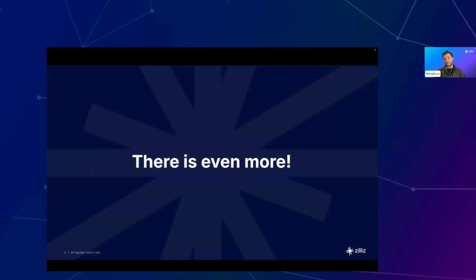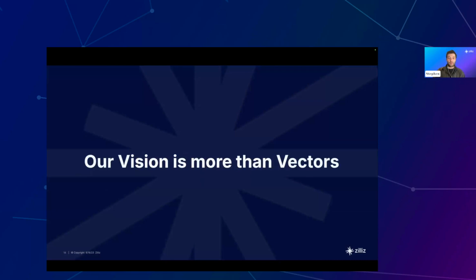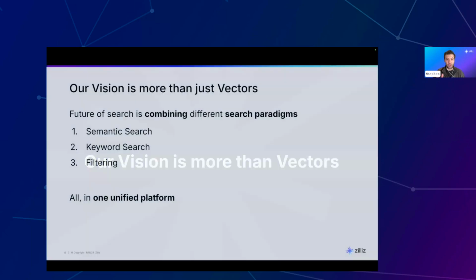But there's even more, because our vision is more than just vectors. We believe that the future of search is combining different search paradigms. So you have semantic search, keyword search, and then filtering. And what we want is to have everything in one platform.